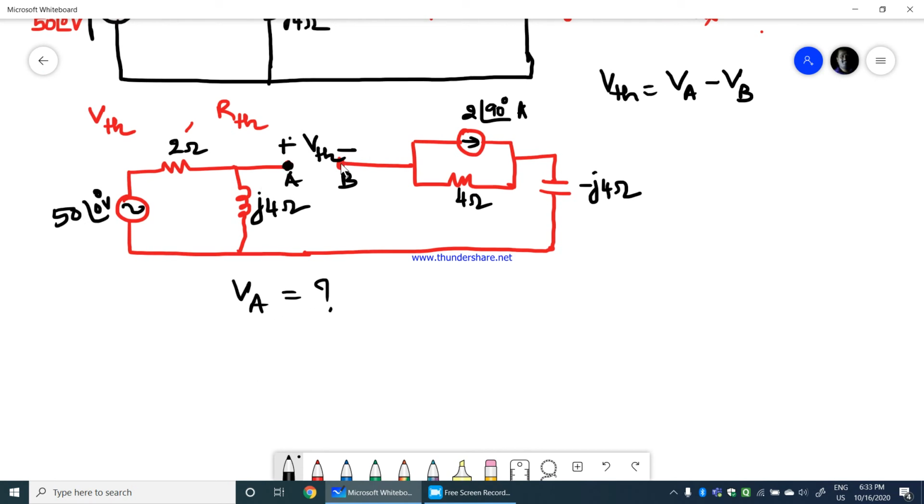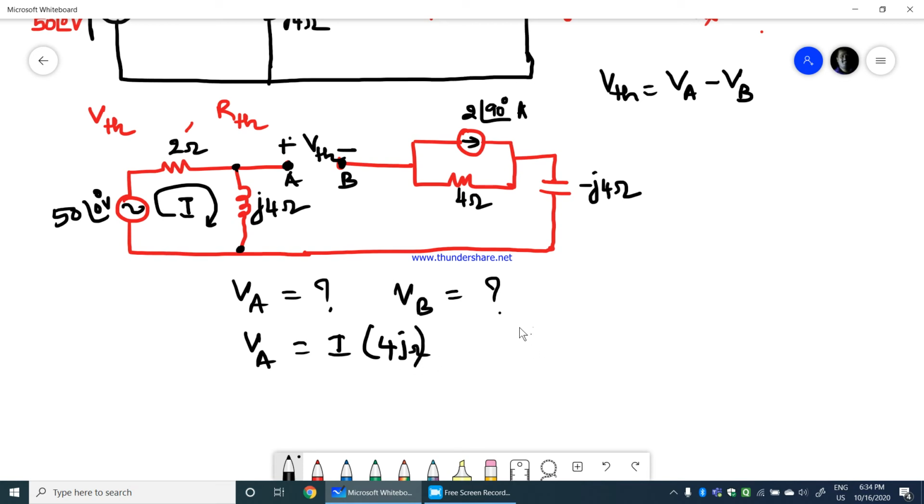Also we need to find out the voltage at this node, which is VB. Voltage at this node, VA, is nothing but the voltage across the 4j ohms. For that I need to find out the current I in this loop. Once I find the current I, then VA would be equal to I into 4j ohms.